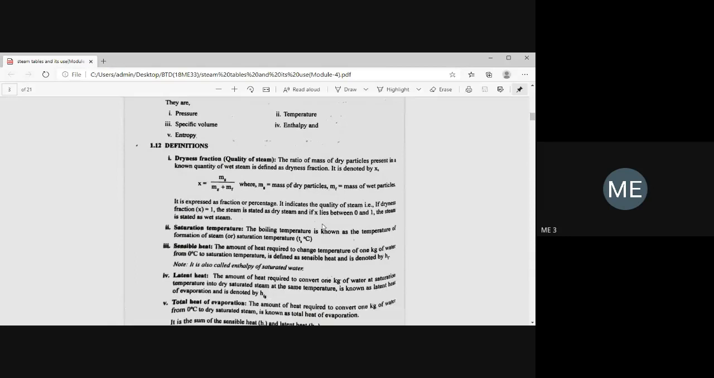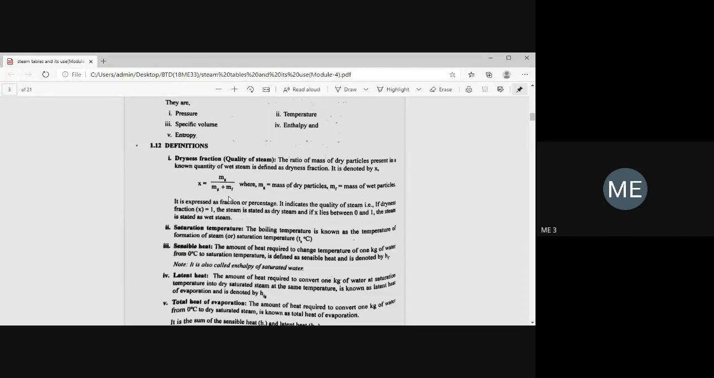Dryness fraction is the ratio of the dry particles present in the wet steam to the total mass of the wet steam. It is represented by the symbol X, equal to mg divided by mg plus mf. mg is the mass of dry particles present in the wet steam, and mf is the mass of wet particles, and total mass is given by mg plus mf.